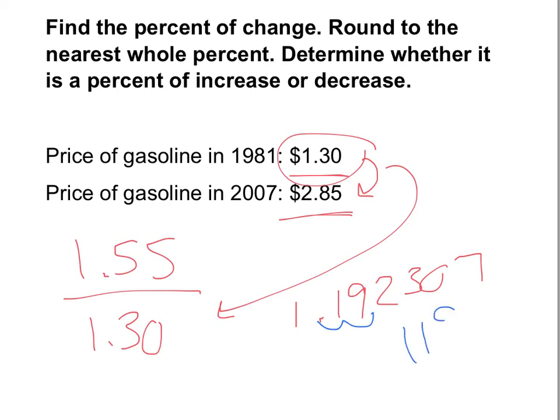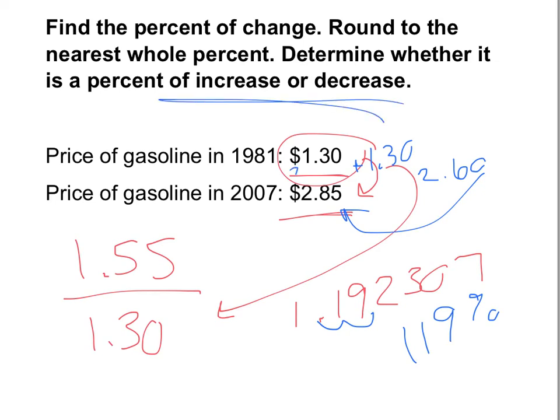Move the decimal over 2 spots. We get 119%. I know some of you get a little weirded out when we have percents over 100, but remember that is okay. It's basically saying that it went up 100% of the price and plus more. Because if you add 100% of 130, you get 260, but it went up even further, to 285. That's why you have a percent over 100. So then, last part, increase or decrease. Well, from 130 to 285, it went up. So you'd write 119% increase.